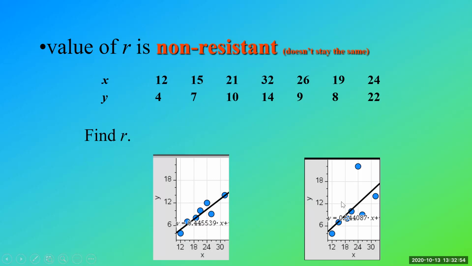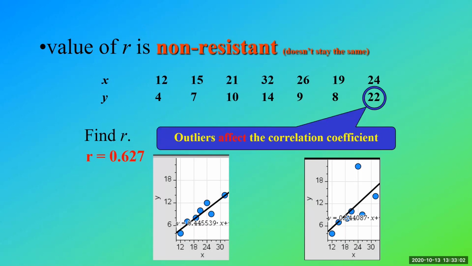Well, let's look at my scatter plot. If I'm changing 24, 12 to 24, 22, I now have an outlier, right? Well, this guy definitely is going to affect this line, right? Here I had a point on the line. Well, if this guy's up here and the line is here, that means that my points are not as close to the line. So if we were to actually run and find the correlation coefficient, I'd only get an R value of 0.627. Okay, so they are what we call non-resistant. They don't stay the same. Outliers affect the correlation coefficient. Or even possible outliers affect the correlation coefficient.